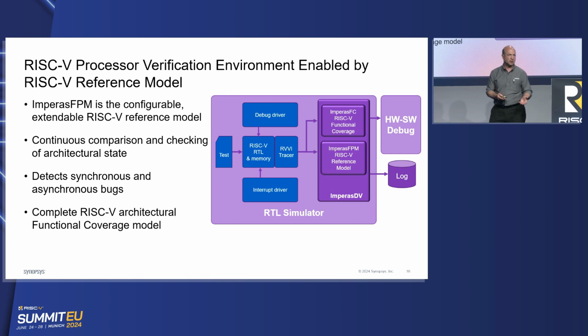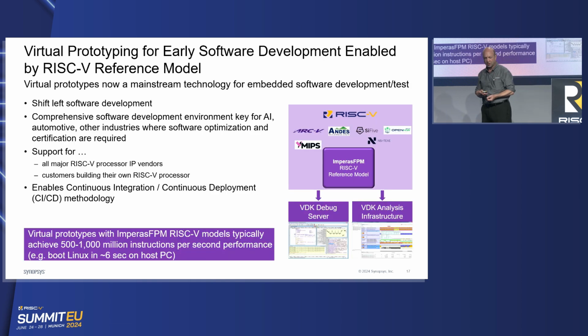So on the verification side, that model now can be used as a reference model. So reference model in a DV flow. We've been doing this for a few years now. We've collaborated on a DV flow with OpenHW Group and with various members of OpenHW Group and other customers. This is an asynchronous continuous compare methodology, which handles pretty much everything you're trying to do in the RISC-V community.